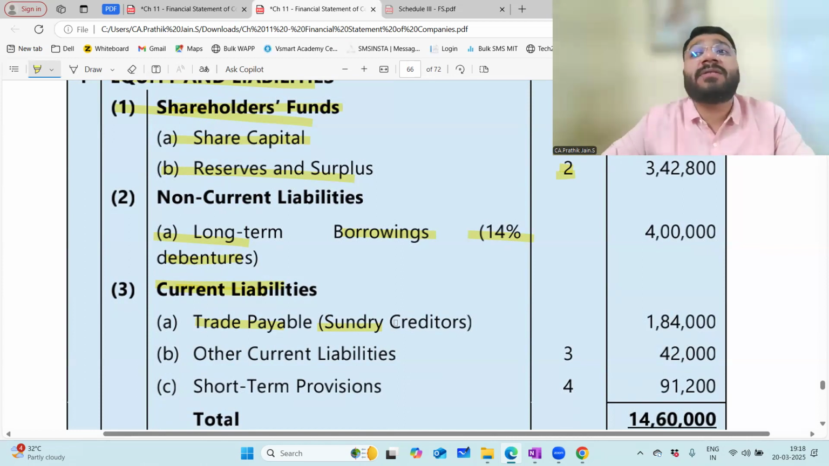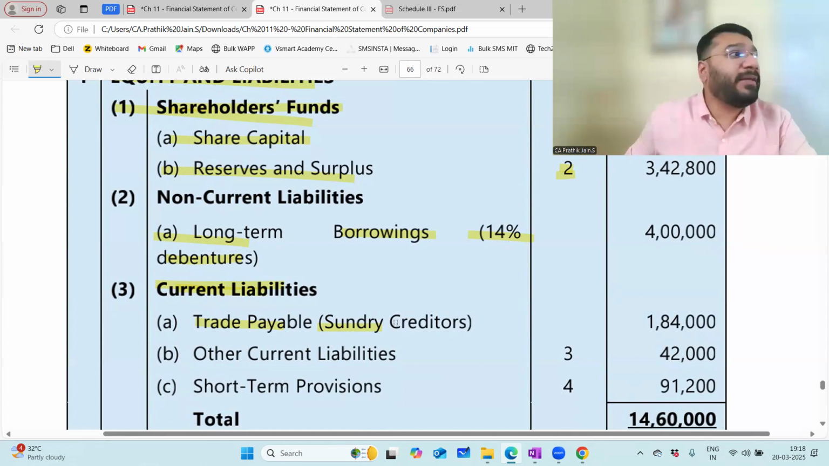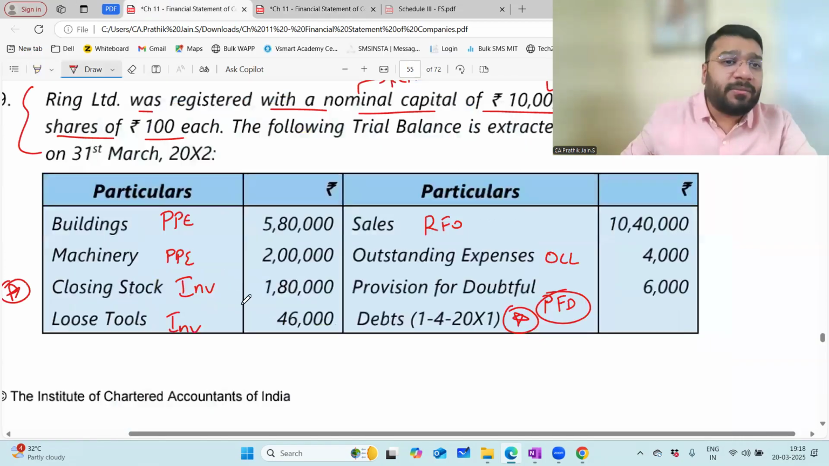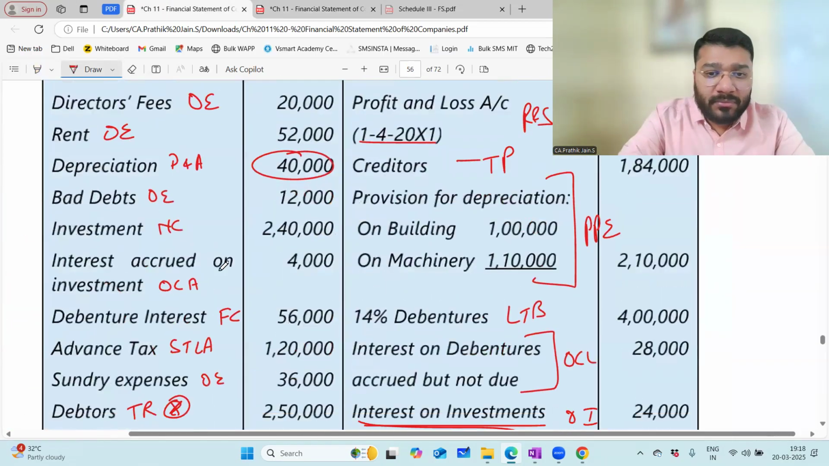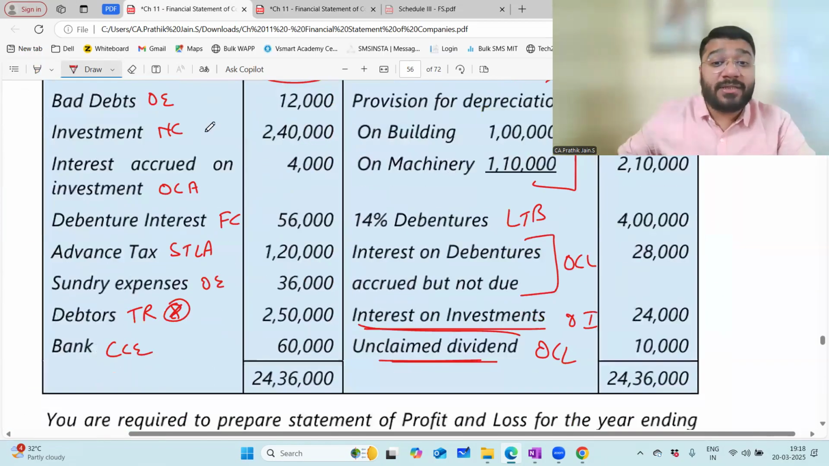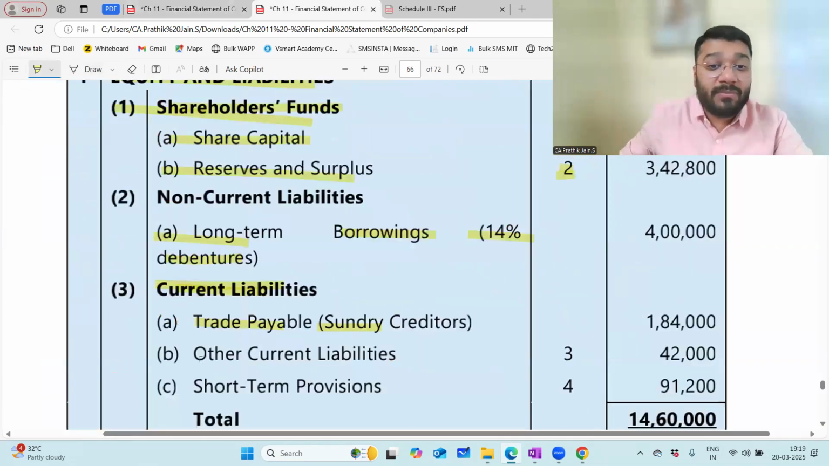After trade payable, the next item is other current liability. Do we have other current liability? Which item? Interest on debenture is there. Unclaimed dividend is there. So we have to give a note. Note number 3. Note 3.